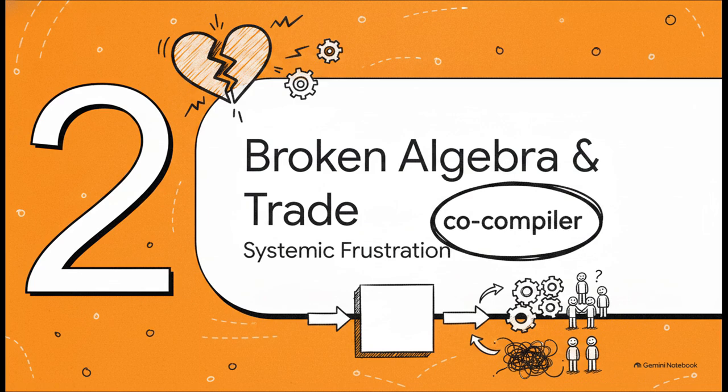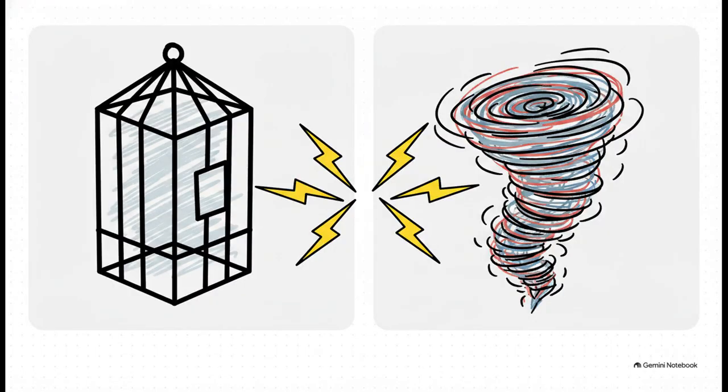Moving on to Section 2, broken algebra and trade, the systemic frustration. So let's see how this metaphor actually builds. We're going to frame human connection as this completely broken system that urgently requires, let's call it, a co-compiler to fix it. The core conflict basically looks like this.